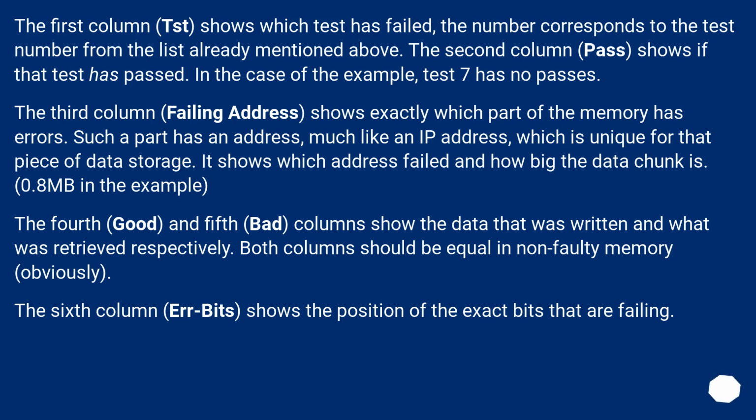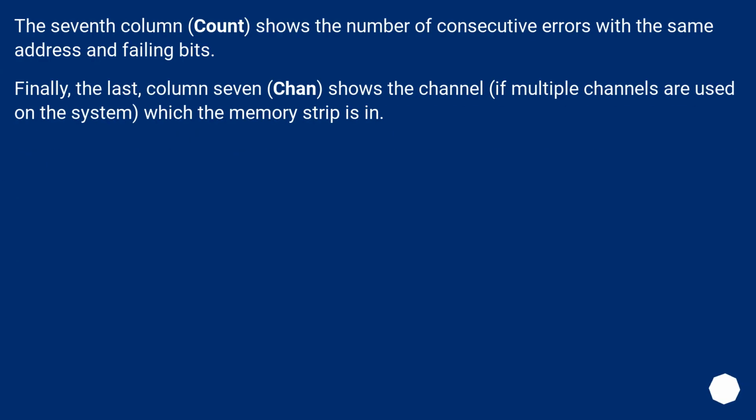The fourth, good, and fifth, bad, columns show the data that was written and what was retrieved respectively. Both columns should be equal in non-faulty memory, obviously. The sixth column, bits, shows the position of the exact bits that are failing. The seventh column, count, shows the number of consecutive errors with the same address and failing bits. Finally, the last column, chan, shows the channel, if multiple channels are used on the system, which the memory strip is in.